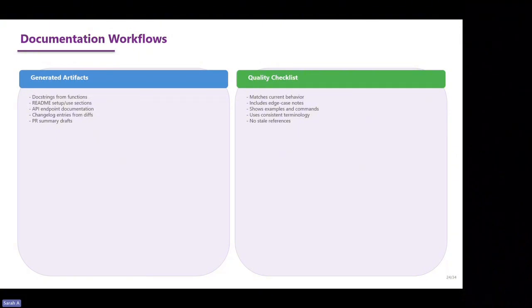So on the right, you will see a quality checklist. This is how you evaluate whether the generated documentation is actually useful, right? First things first, it must match the current behavior. If the documentation says the API accepts 3 feeds and the code accepts 4, that means the documentation is wrong and it is stale. So anytime you make changes in your code, you also make changes in your documentation.